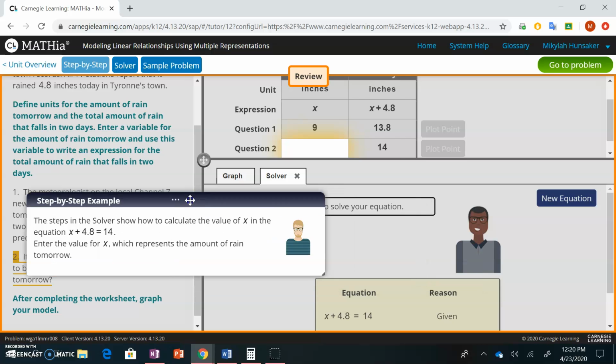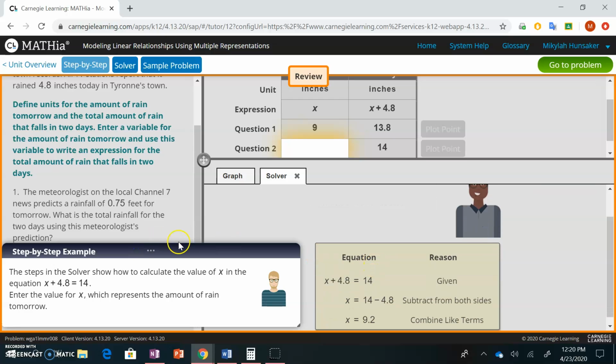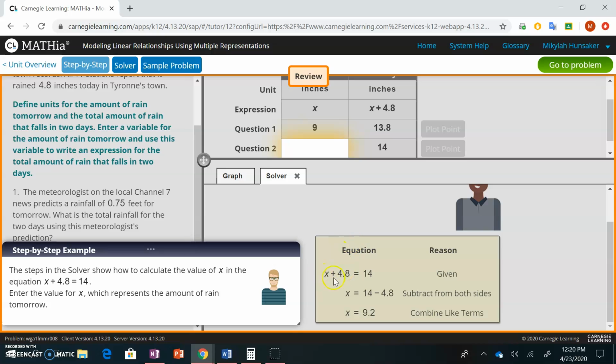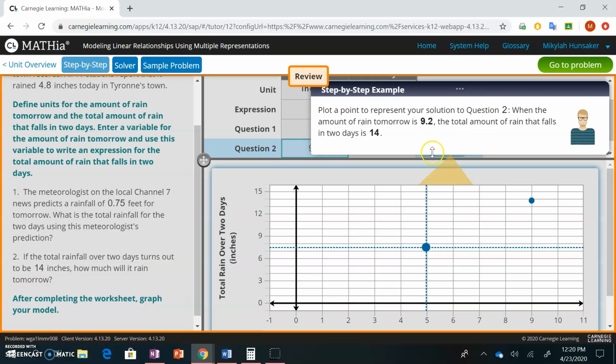Let's look down here. Here's our solver. If I can get this out of the way more. Okay, so we have x plus 4.8 equals 14. And then we subtract 4.8 on both sides, just like what we do on pencil and paper when we're in class, and we get x equals 9.2. So we know that is how much we started with. We put in 9.2 here in question 2. And then we're going to finish by plotting the point.